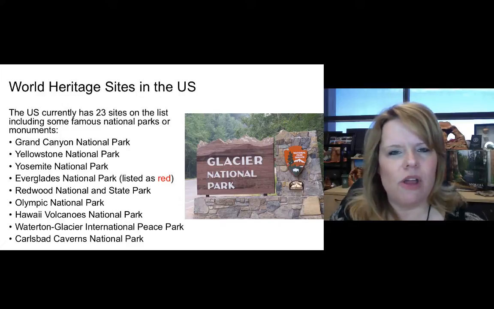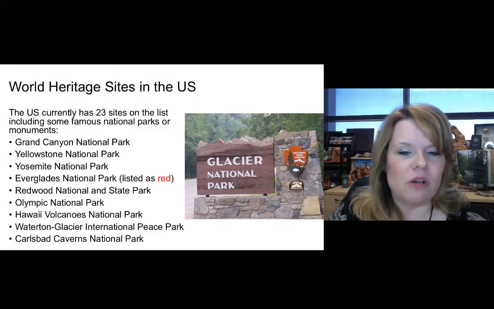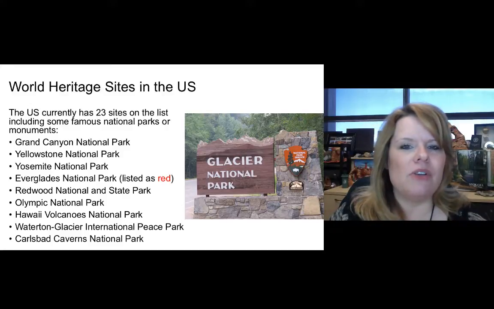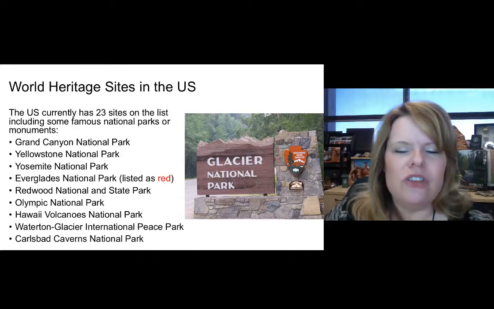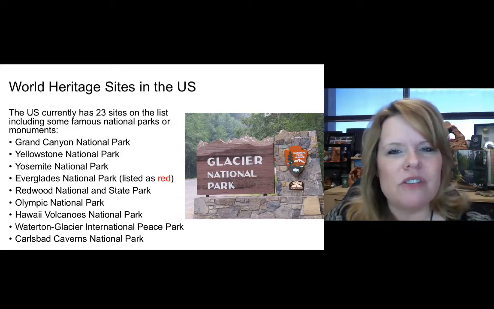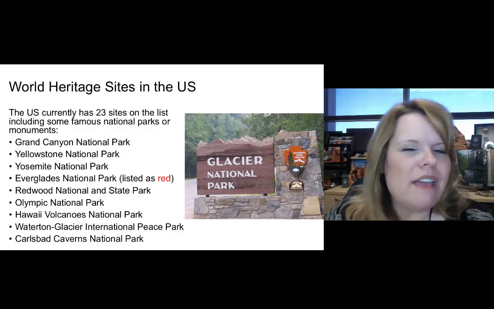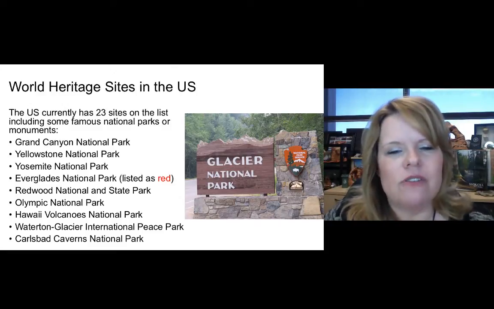Yosemite National Park, no brainer there. Everglades National Park, and it's the one that's in red. That's kind of an important test question because it is in decline. The Redwood National and State Forest, there are both there when you go to the state of Northern California and Southern Oregon, you can see the Redwood National and State Forest. It's really pretty spectacular. Olympic National Park, which is really everything right above Seattle in Washington State. Hawaii Volcanoes National Park, Waterton Glacier International Peace Park, and Carlsbad Caverns National Park.